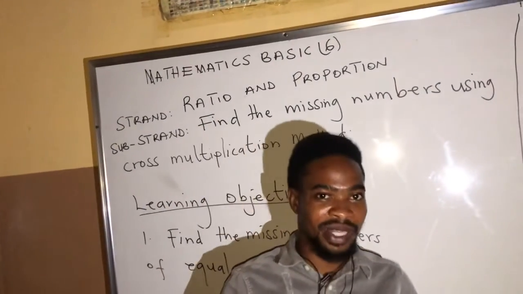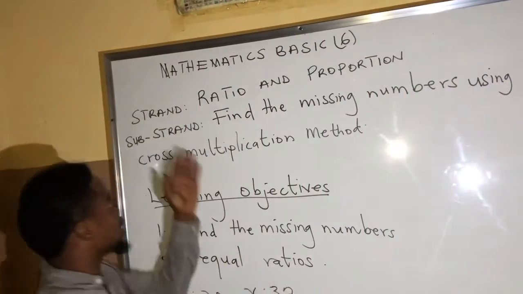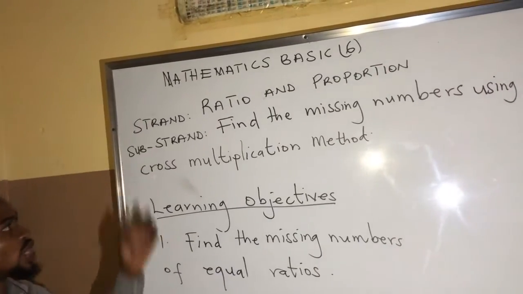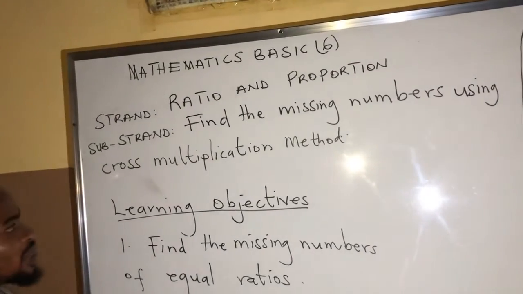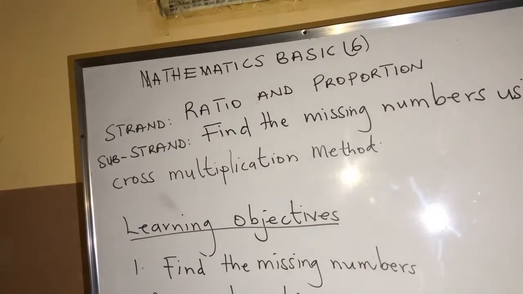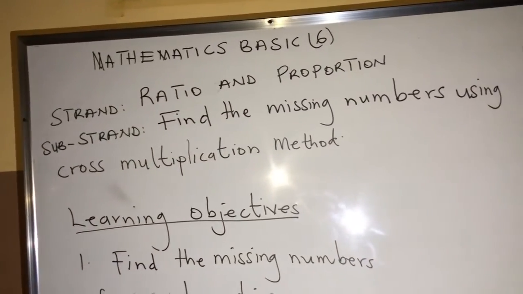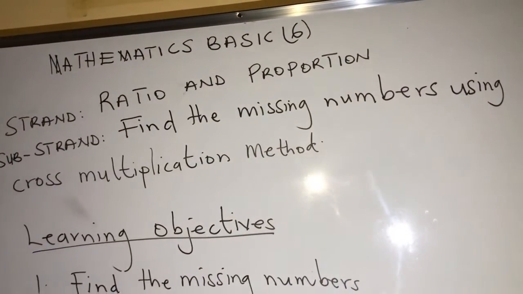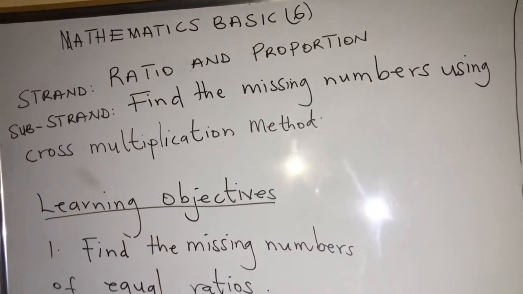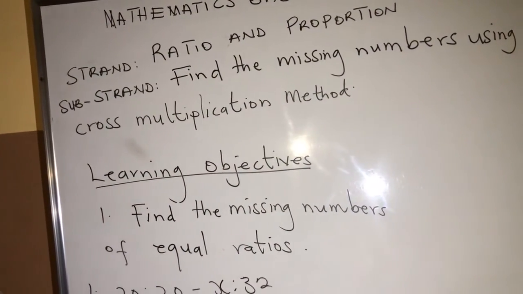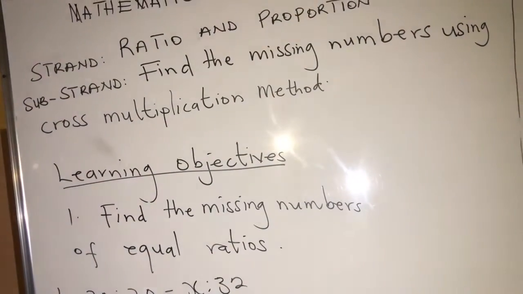Today we have mathematics for Basic 6 and our strand is ratio and proportion. Our substrand is finding the missing numbers using the cross multiplication method. I hope you are familiar with this, which we solved earlier on ratio and proportion.